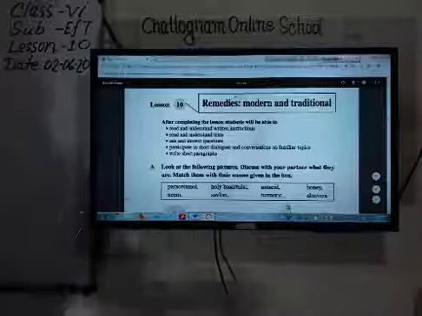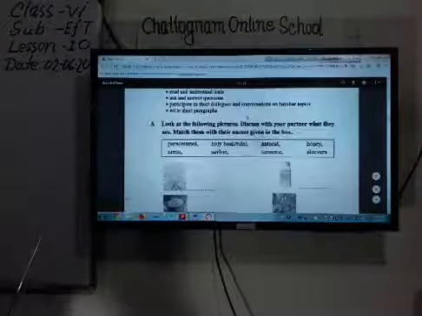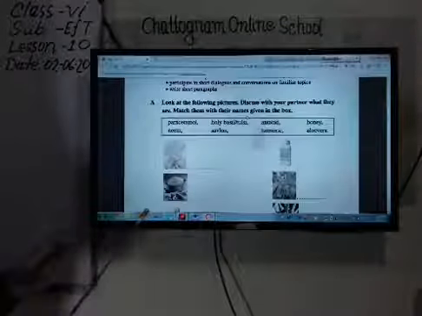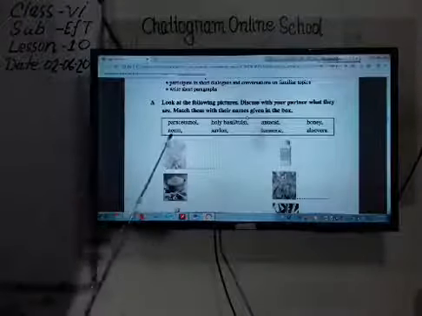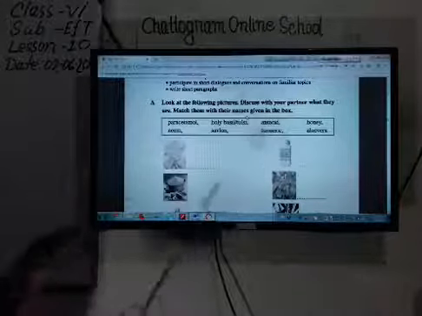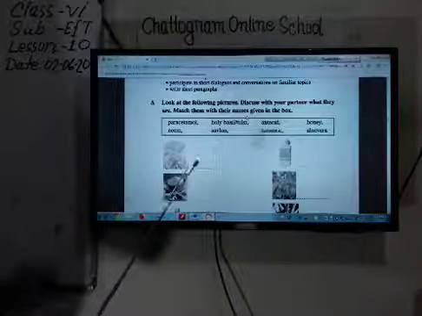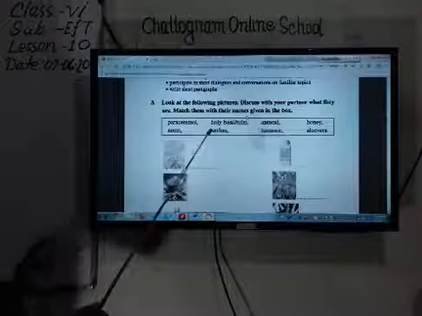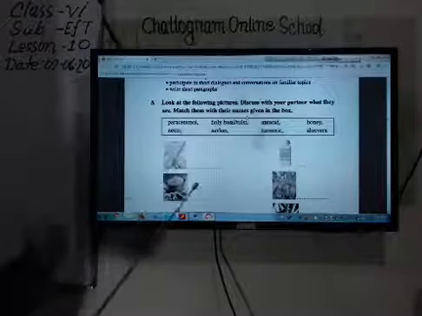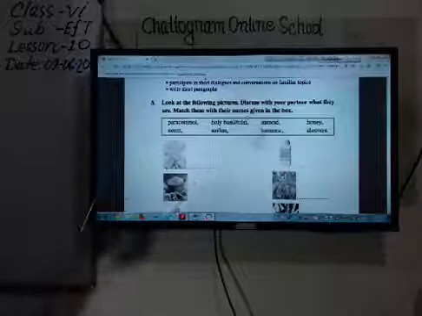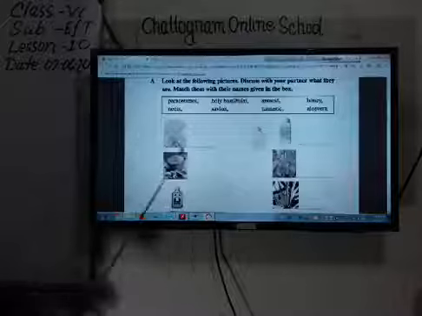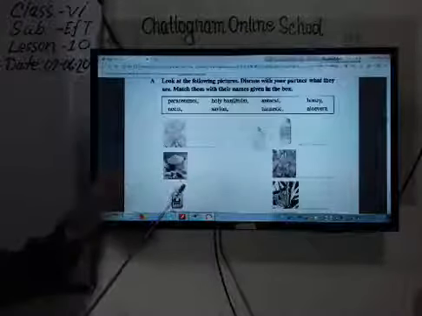Students, after this, we are going to section A. Open your book and look here. There are some words in the box and some pictures below this box. These words are not simply words. They are the names of some things that you will later match. But I think you can see the pictures clearly here.